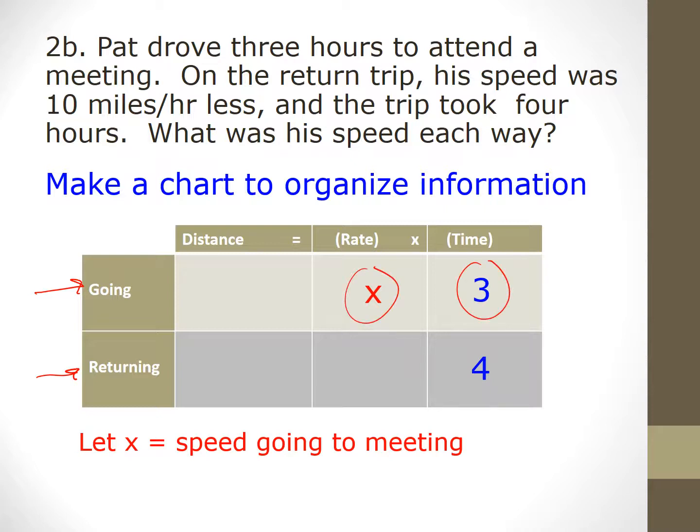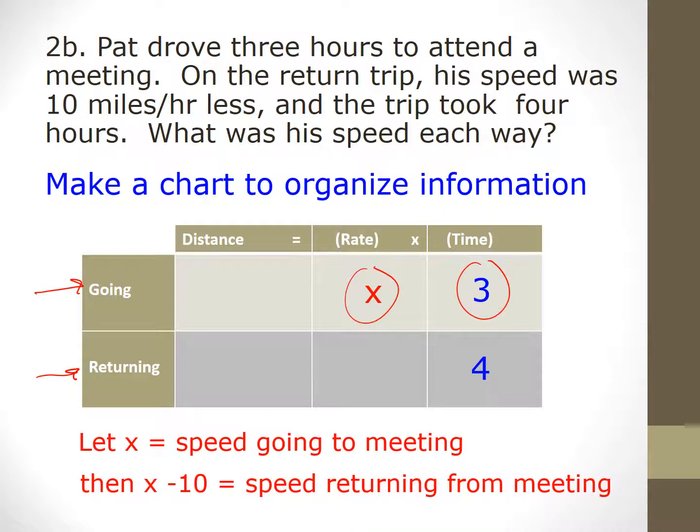Now if x is the speed going to the meeting, then we're going to let x minus 10 be the speed returning from the meeting. Remember, it said it took 10 miles an hour less. Therefore, if x is how fast he drove to the meeting, then x minus 10 would be the rate or speed that he was driving home from the meeting.